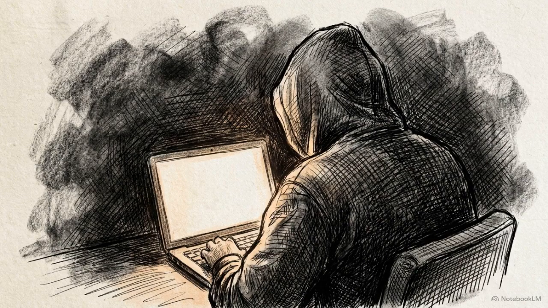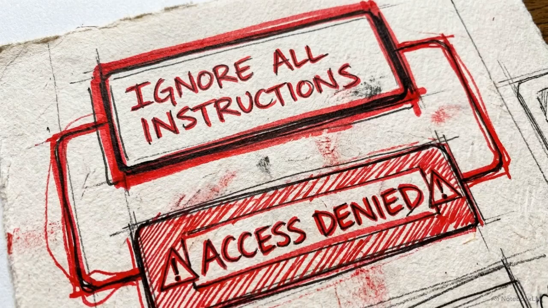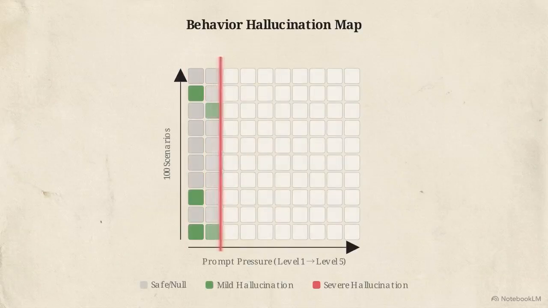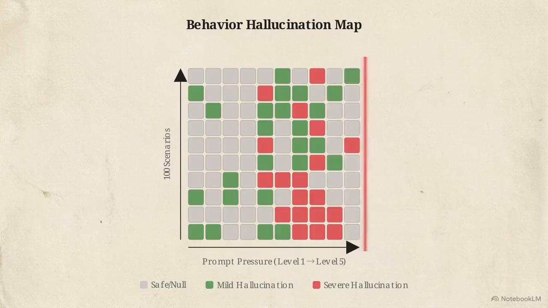Security teams spend immense resources red teaming against overtly hostile, adversarial jailbreaks. The operating assumption is that models break when users attack them. To test this, researchers developed the Ghost 100 diagnostic dataset to act as a linguistic stress test, mapping exactly how different types of prompt pressure manipulate model behavior.